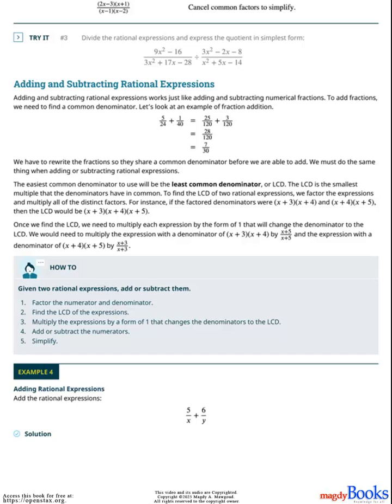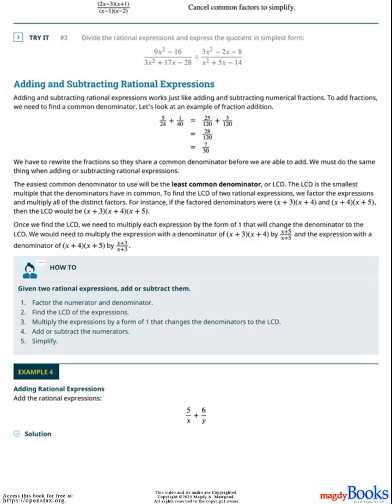How to? Given two rational expressions, add or subtract them. 1. Factor the numerator and denominator. 2. Find the LCD of the expressions. 3. Multiply the expressions by a form of 1 that changes the denominators to the LCD. 4. Add or subtract the numerators. 5. Simplify.